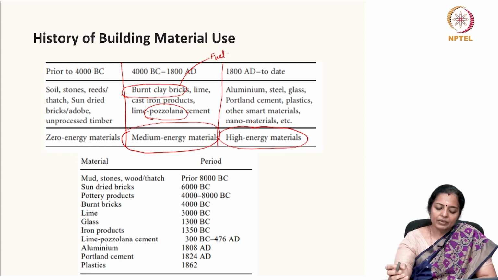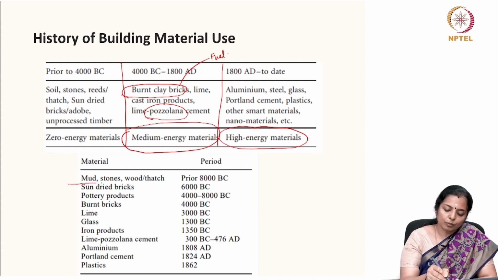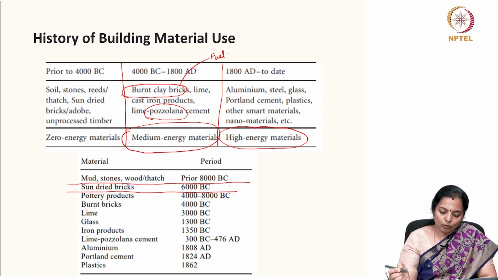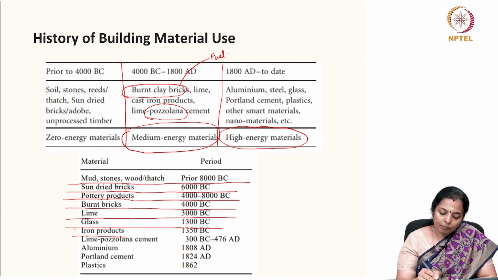So, we can generally say that mud, stone, wood, and thatch were used prior to 8000 BC, while sun-dried bricks came up around 6000 BC. Pottery products came between 4000 to 8000 BC. Burnt bricks in their preliminary form came up in 4000 BC, while lime was used in 3000 BC. Glass came in 1300 BC, while iron products also came along at that time. Lime pozzolana cement came later, while the so-called modern materials like aluminum, Portland cement, glass, steel, and plastics came around 1800 AD as a result of industrialization.